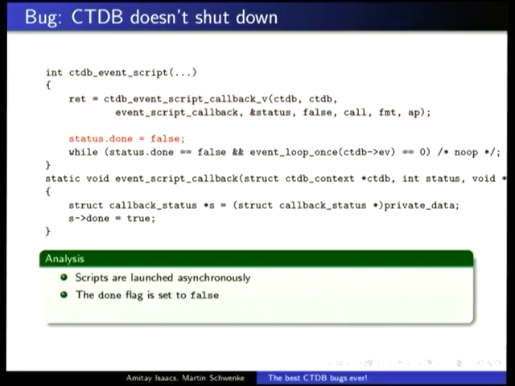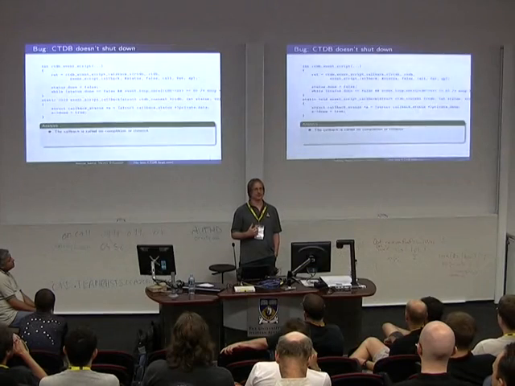Everything's asynchronous. Then we set the done flag to false, because we're not done, are we? Then we spin until done gets set. How does done get set? Well, that's pretty obvious. We've got the event script callback that gets run when the scripts are finished. And the most important thing it does for us is set done to true. Congratulations, sir, you have just spotted the bug.